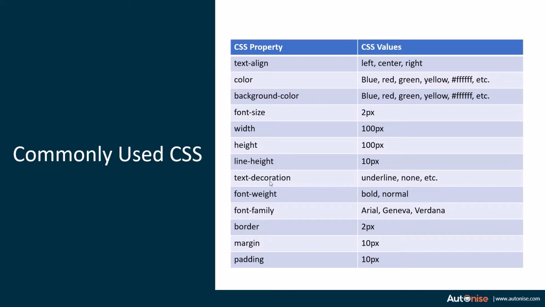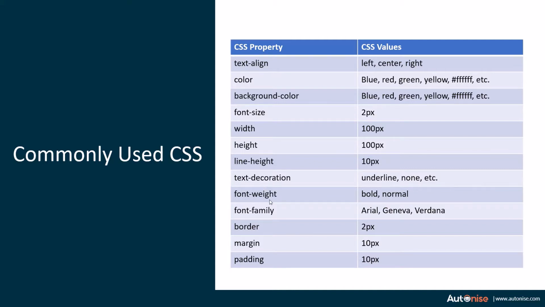Next, there is the text decoration, which is used to decorate a text. You can decorate the text with underline, and there are many other properties as well. Or you can put it forcibly none, because there are some HTML elements which automatically have some CSS applied over it, like the A tag. So to remove the underline in an A tag, you need to set text decoration to be none.